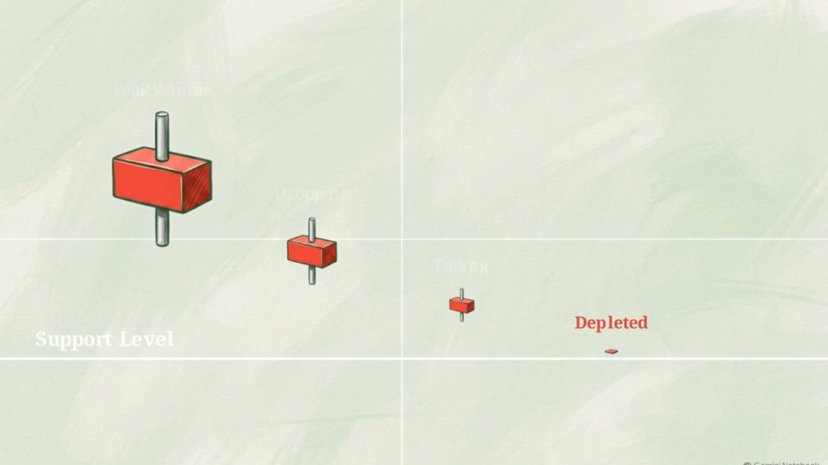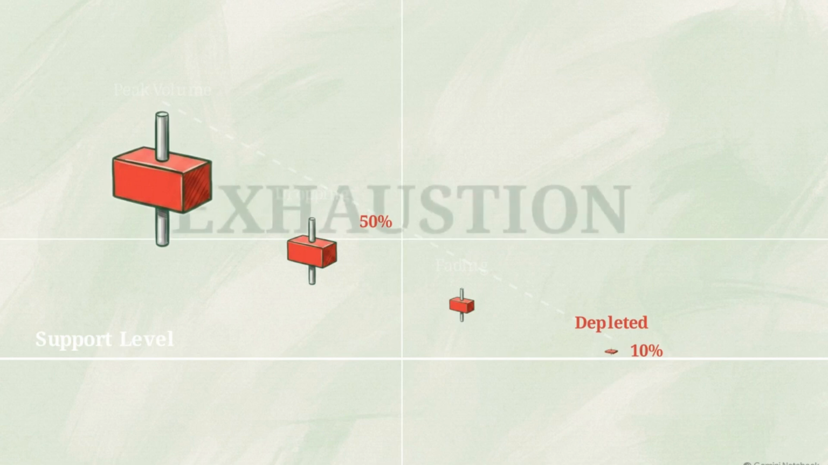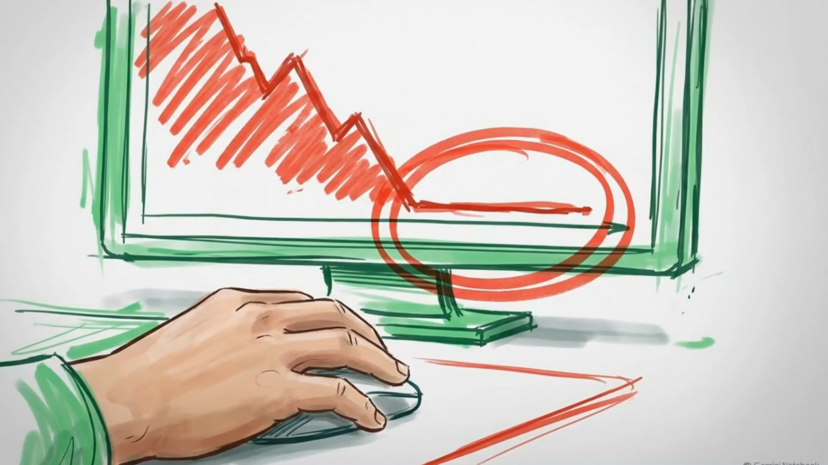They get progressively smaller, dropping from 50% down to 10%. This shrinking pattern is called exhaustion. It shows selling pressure is physically running out of power. While exhaustion doesn't mean you should buy immediately, it signals that the market is now positioned for a potential reversal.